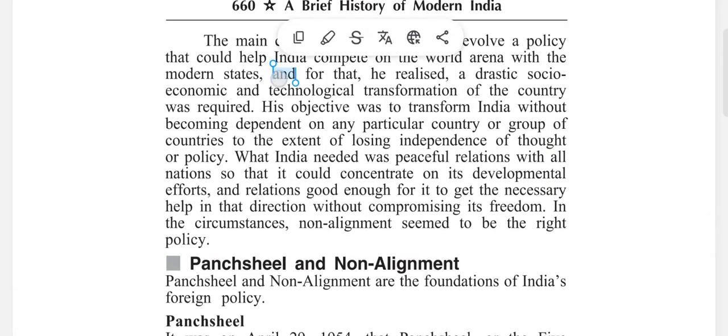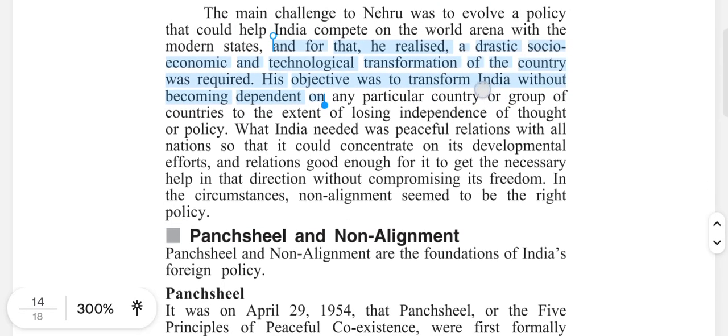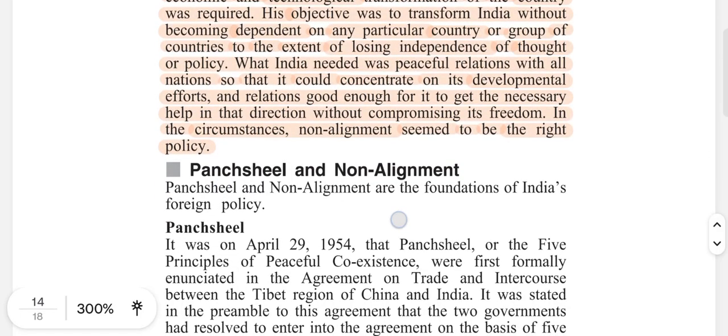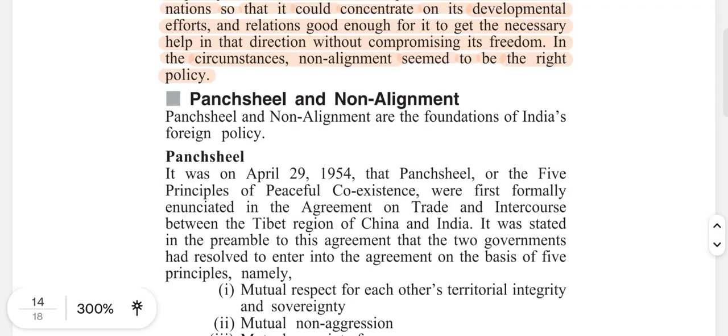And for that, he realized, a drastic socio-economic and technological transformation of the country was required. His objective was to transform India without becoming dependent on any particular country or group of countries to the extent of losing independence of thought or policy. What India needed was peaceful relations with all nations so that it could concentrate on its developmental efforts, and relations good enough for it to get the necessary help in that direction without compromising its freedom. In the circumstances, non-alignment seemed to be the right policy.